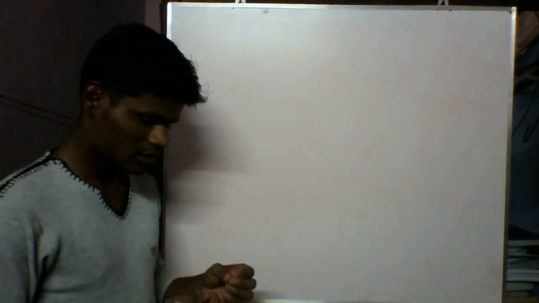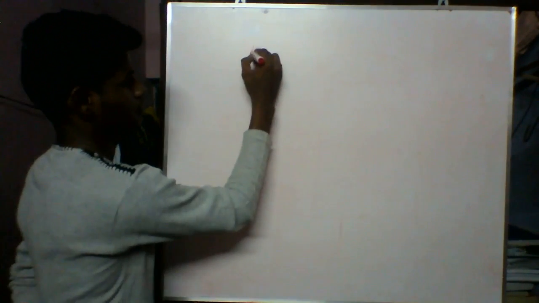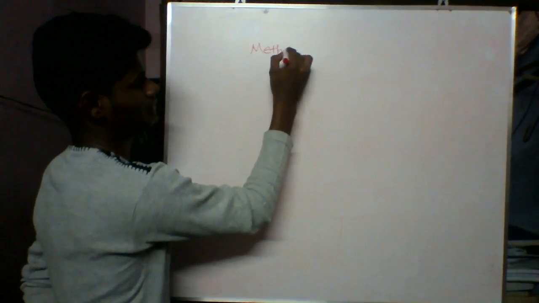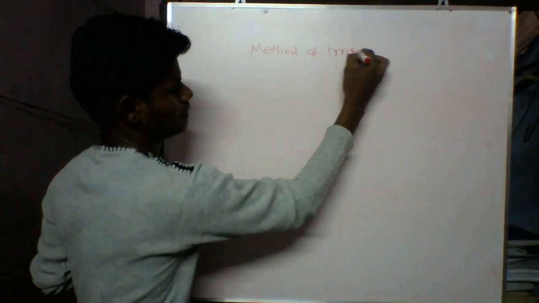So now we are discussing irrigation engineering. In irrigation engineering, the method of irrigation is a very important chapter for competitive exams, and also a very important question in university examinations. So we have to discuss the method of irrigation.